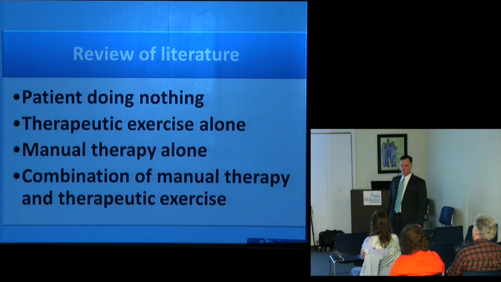Manual therapy alone, they had positive outcomes. They were equal to or slightly better than the therapeutic exercise. But that too was a standalone. They were just aligning the patient, but they weren't getting the patient moving.